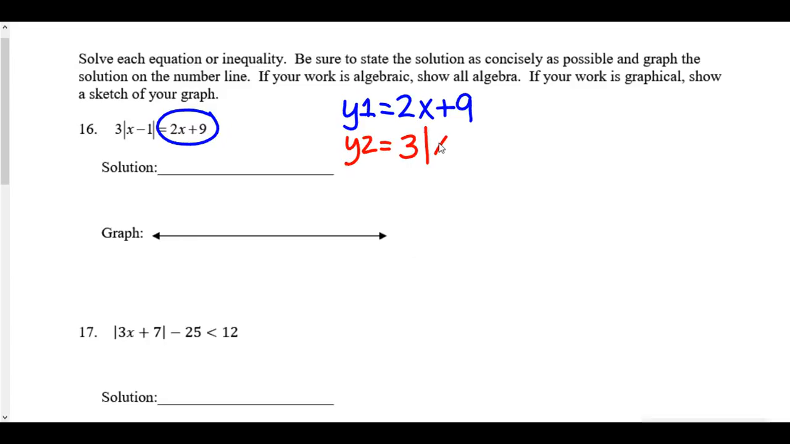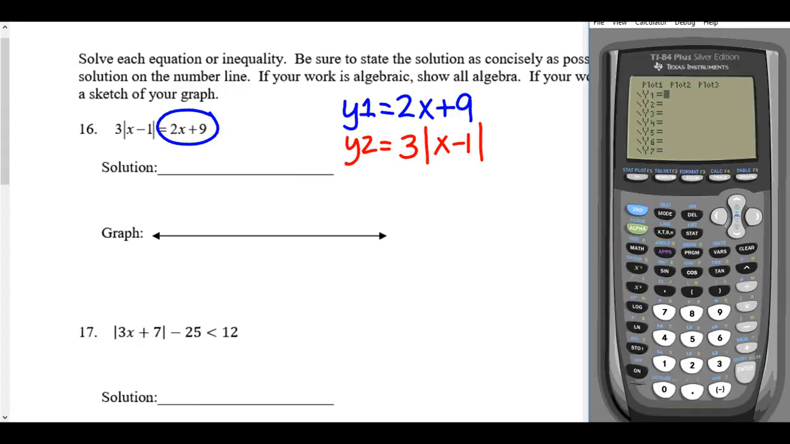That's 3 times the absolute value of x minus 1. And it doesn't matter whether you have a TI or a Casio, this part here would be exactly the same. So I go into my y equals. My first one is 2x plus 9. And my second one is 3 on the outside to get the absolute value.